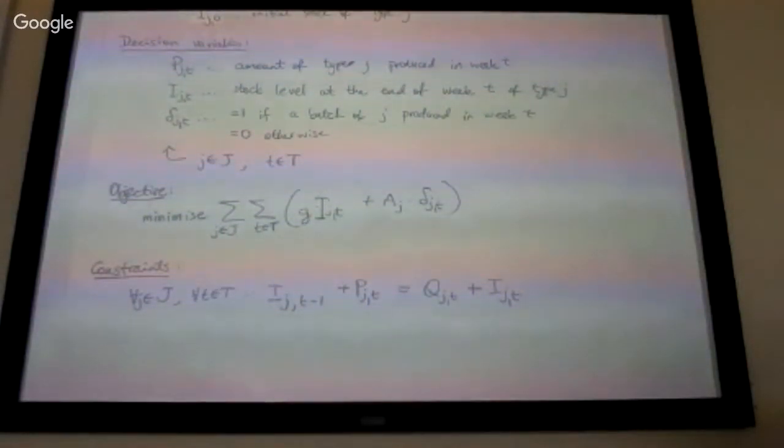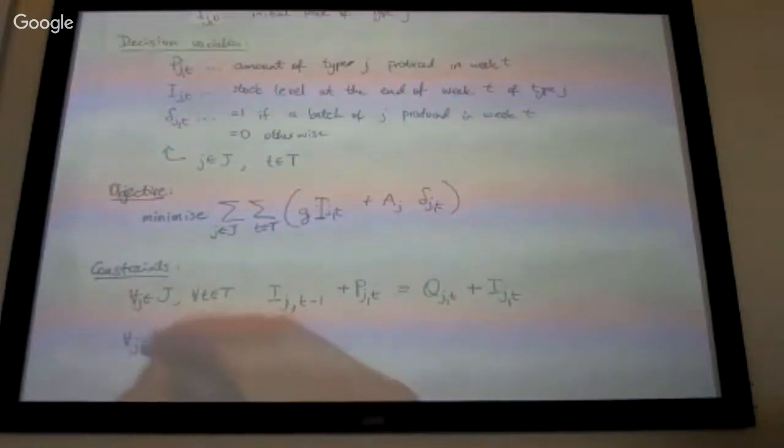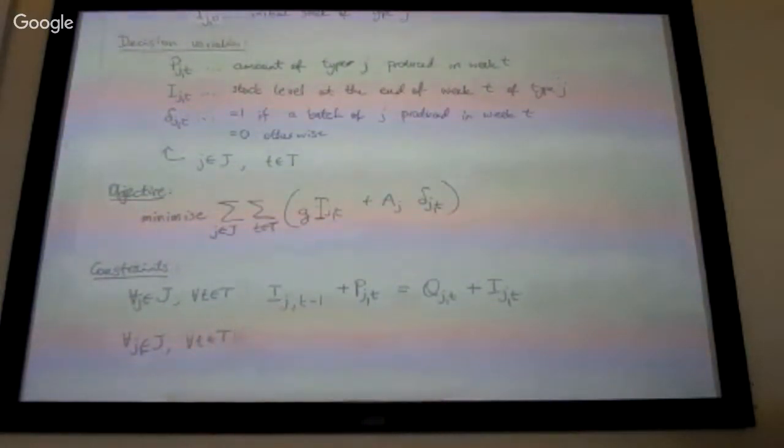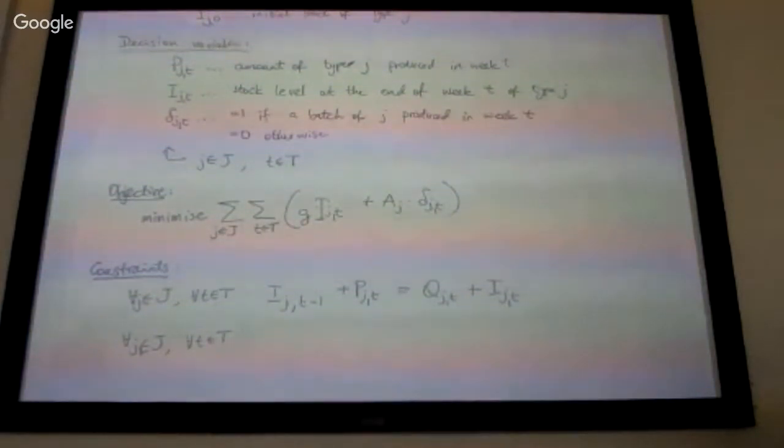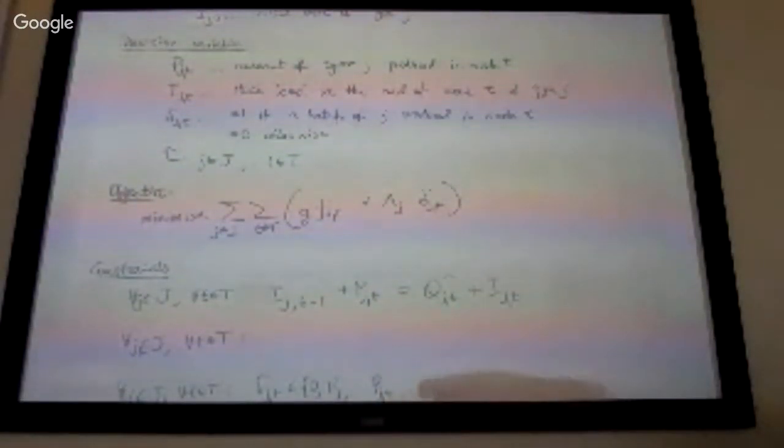And then the other important constraint is what? Set the boundary constraint. It's just the obvious one. For J in J, delta JT is a 0, 1, and all the other ones, P's and I's, we want them to be non-negative.